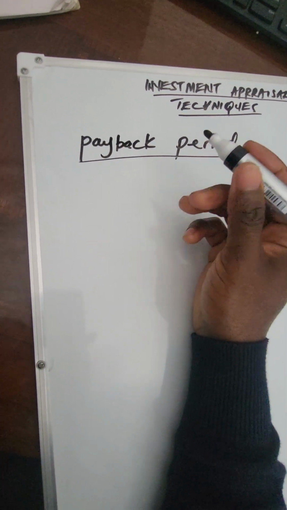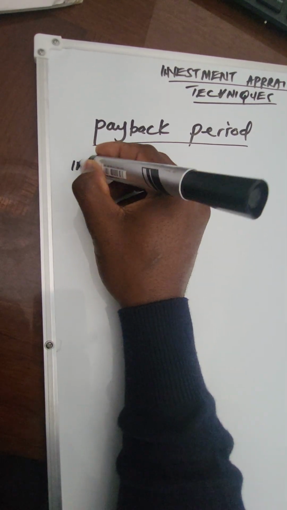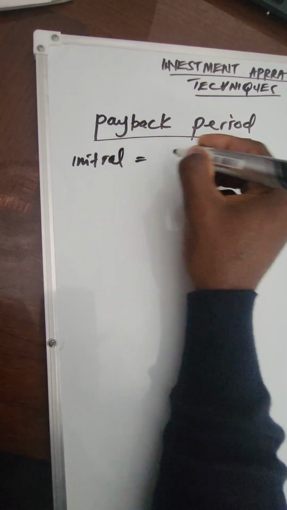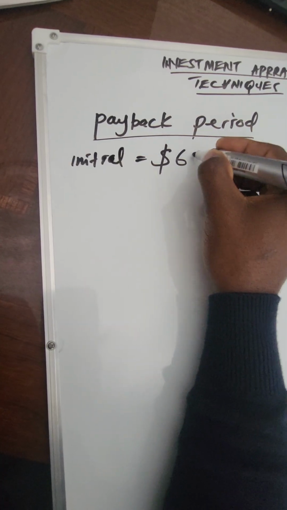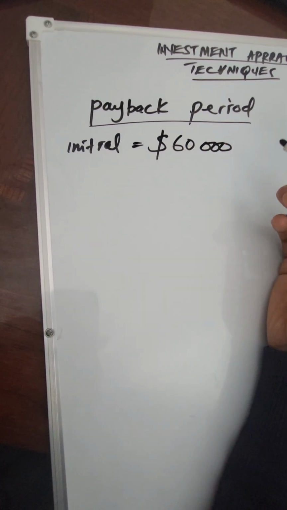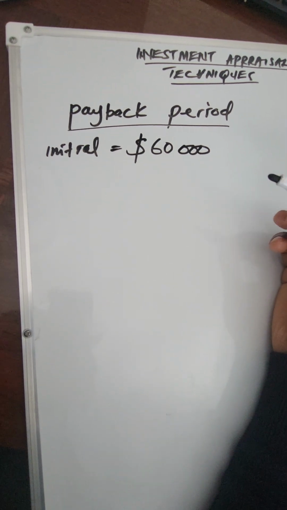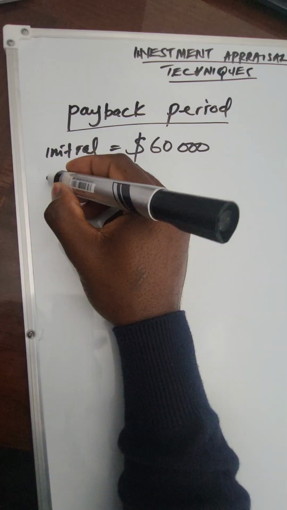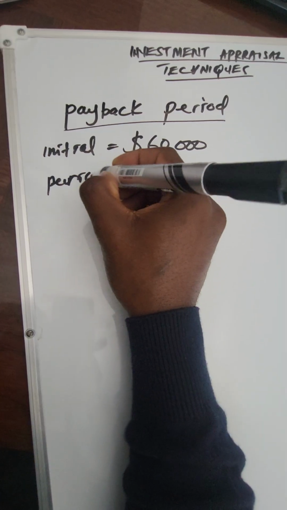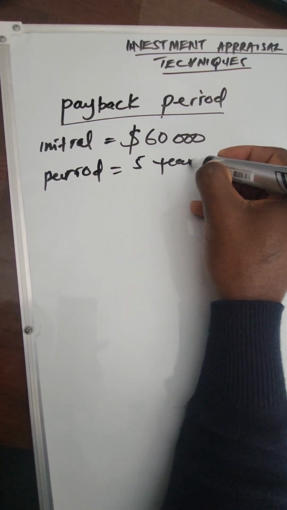Okay, so say you've got initial capital of, say, $60,000. That's our initial capital that we're going to inject into this project, and for the period of 5 years, right?